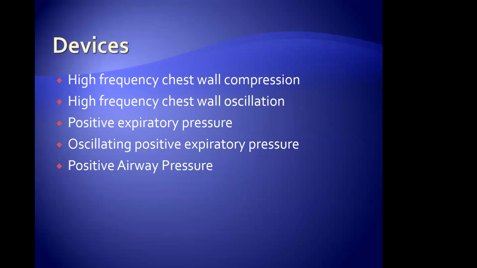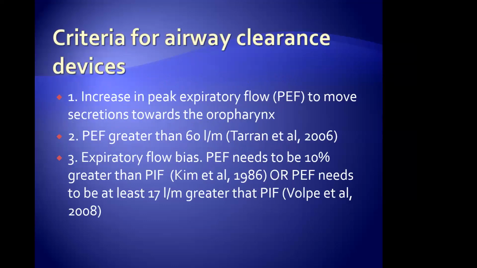So I want positive pressure back into the alveoli. And we've got a slide we'll look at that talks about that. Again, what do these devices do? Criteria for an airway clearance device: increase peak expiratory flow to move secretions from the oropharyngeal area. Okay, we've got that. Peak expiratory flow greater than 60 liters a minute. Again, well documented. Expiratory flow bias needs to be 10% greater than inspiratory flow.